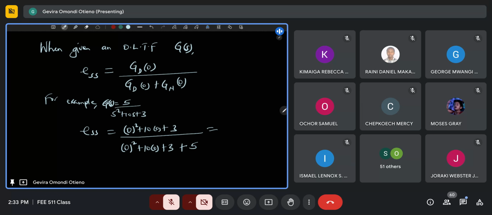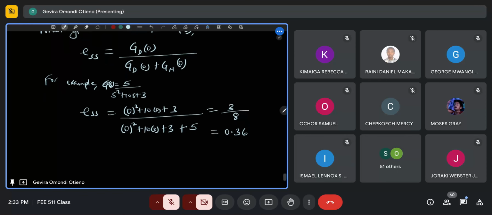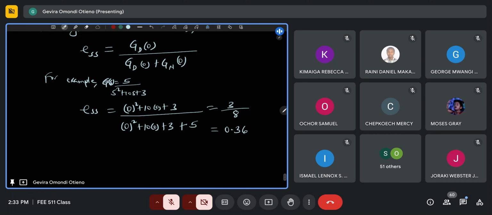So you solve for this. This is 0, this is 0. The numerator there is 3 over the denominator, which is 8. So here your steady state error is 3 over 8, which is about 0.375. I think it goes 3 times, which is 24. Into 60, it goes 6 times or something like that. So that becomes your steady state error.